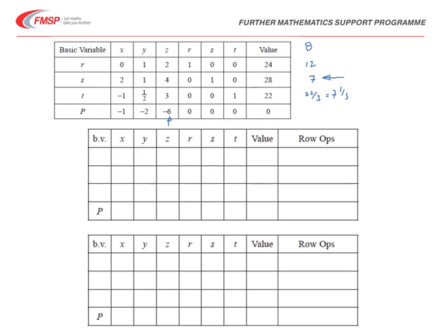So that gives us a pivot at this element here, which is in row S, column Z. So S is the exiting variable and Z the entering basic variable. So now moving down to the second tableau, we can write that in immediately then, that our basic variables are now R, Z, T.